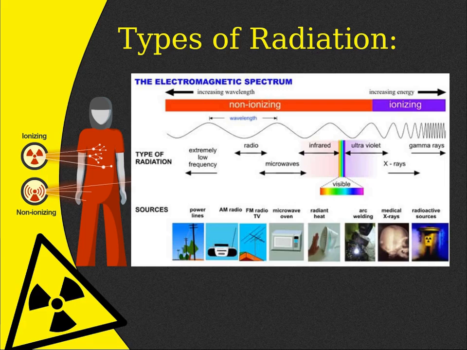So the meaning of ionizing is that the radiation has the ability to ionize the atoms of your body or the material it interacts with. So if the photon or the energy is enough to kick an electron out of the external orbits of the material or the atoms, that is called ionizing radiation.